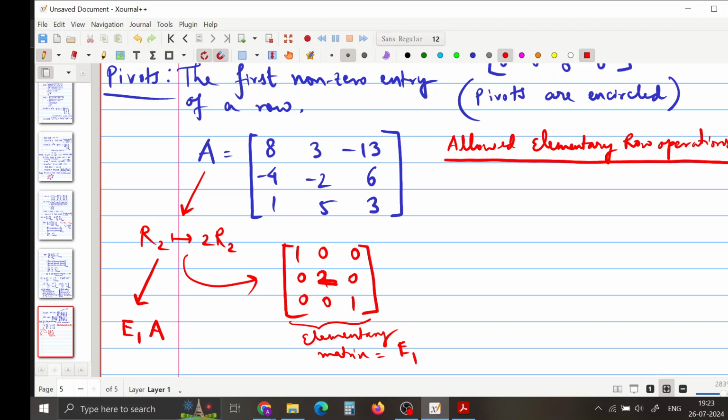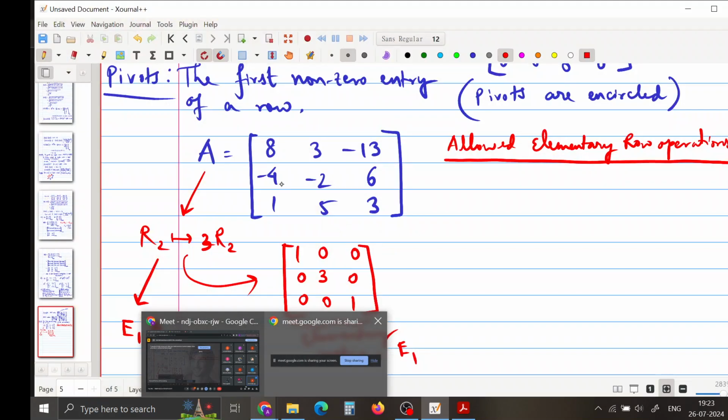This is what is happening. So all these row operations are essentially matrix multiplication. Let's say instead of 2 it would have been 3, then you have to do this operation on the identity matrix. So instead of these 2 it would have been 3. That would have been the elementary matrix.